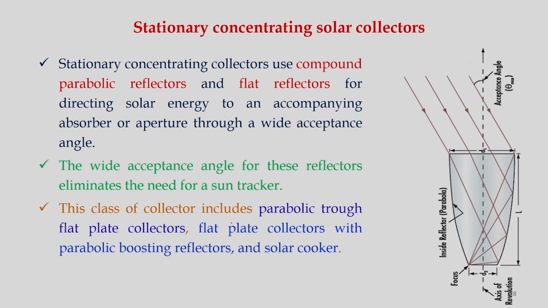So, this class of concentrator includes parabolic trough, flat plate collectors with parabolic boosting reflectors, and solar cookers. Okay. So, these are the technologies normally used for making this high heat production system. In this kind of technology, concentration ratios can be improved, maybe up to 4 or 5. Okay.